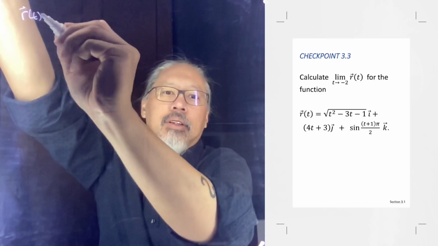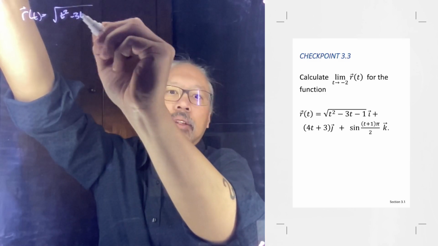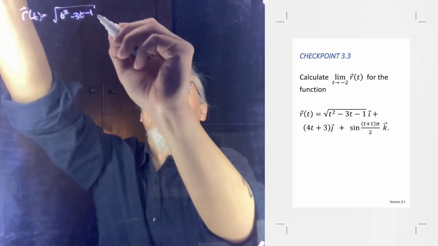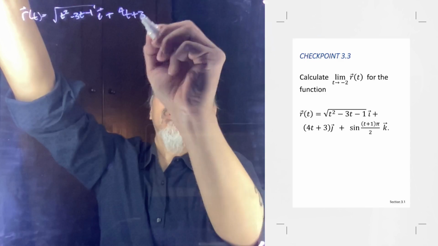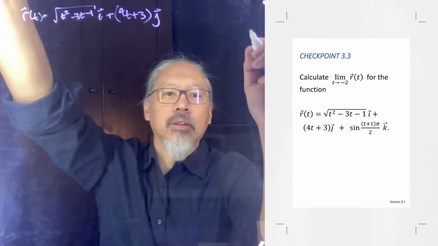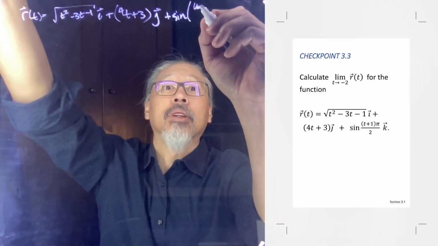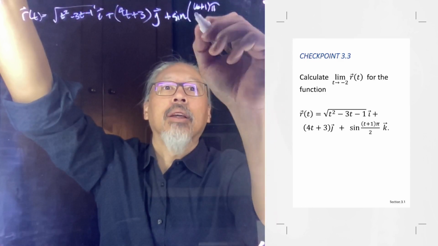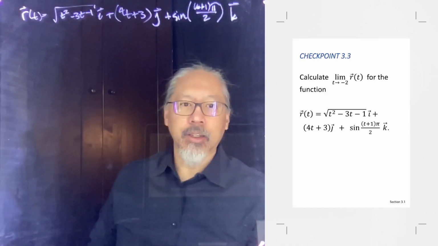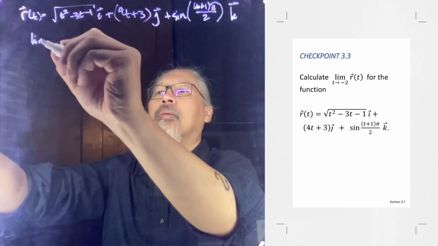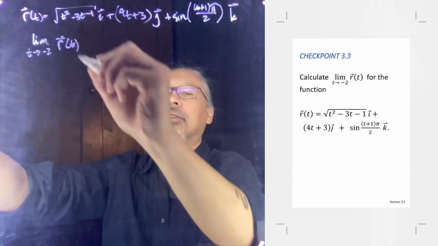r of t is equal to the square root of t squared minus 3t minus 1 in the i direction, plus 4t plus 3 in the j direction, and then plus the sine of (t plus 1) times pi divided by 2 in the k direction. And they want us to find the limit as t approaches -2 of this vector valued function.